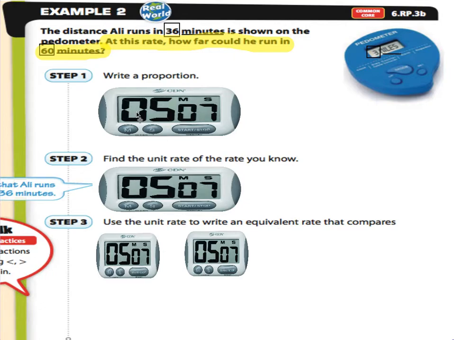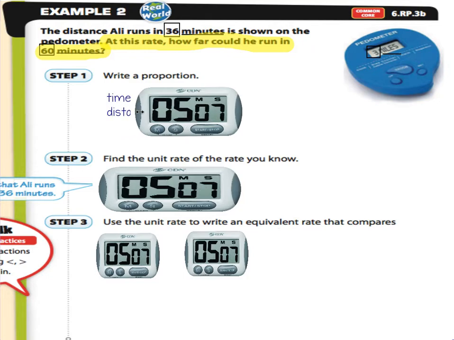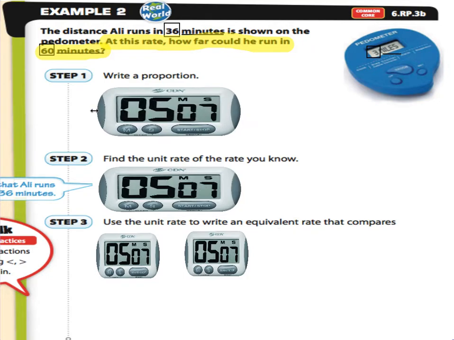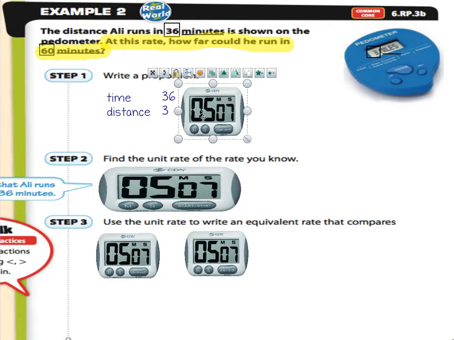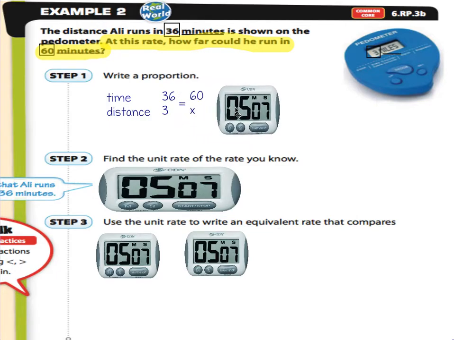So when I think about rate of speed, it's always distance over time. But we're going to do time over distance in this case. So she ran for 36 minutes and she went 3 miles. And I want to know then, if she ran for 60 minutes, how many miles would she go? Okay, so that's what the question is asking me.